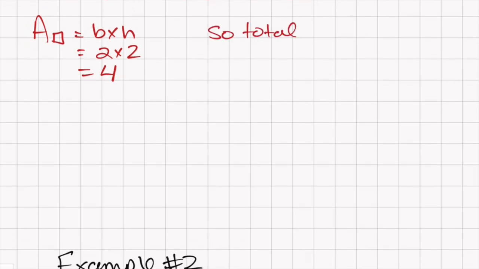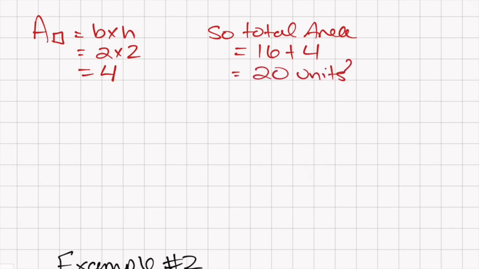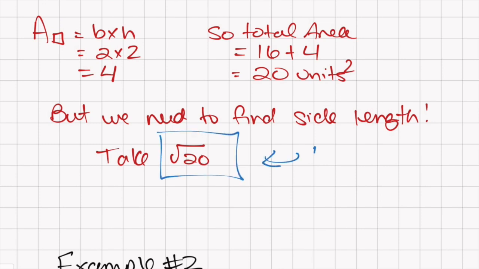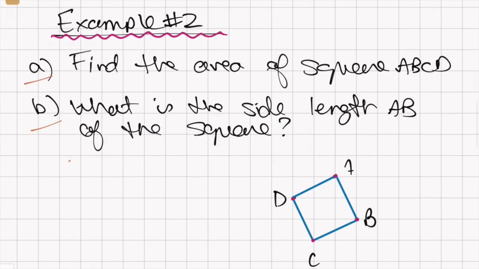So to find the total area of the square, I need to take the area we found for the triangles, which was 16, and add that to the area we found of the square, which means we have a total of 20 units squared. But we need to find the side length. So to find the side length, what we need to do is take the square root of that number, which means we would take the square root of 20. But that would give us a decimal. It's not a perfect square, so we can just leave it as it is.